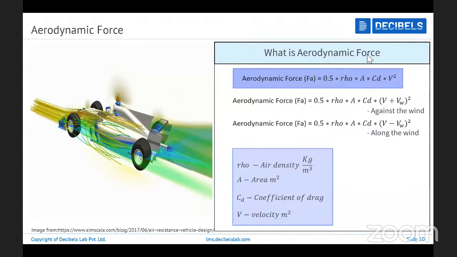Here we'll be dealing with the aerodynamic force, which is some kind of resistance offered by the air to your vehicle body. We can consider it as an aerodynamic force. It is defined with an equation: 0.5 into rho into A into CD into V square. We will look into the terms and how they affect the whole parameter.